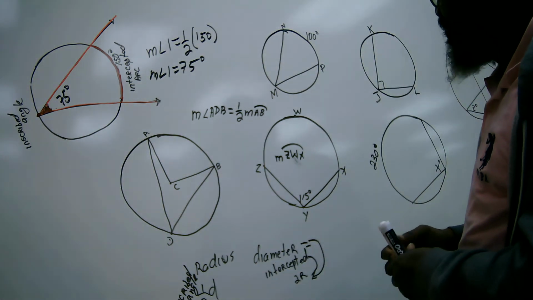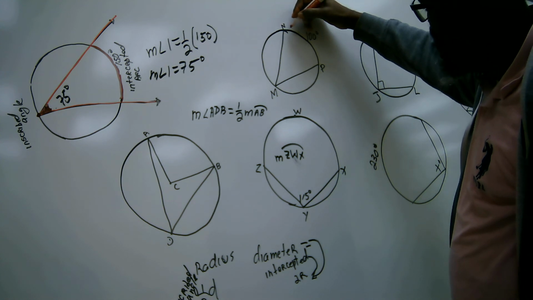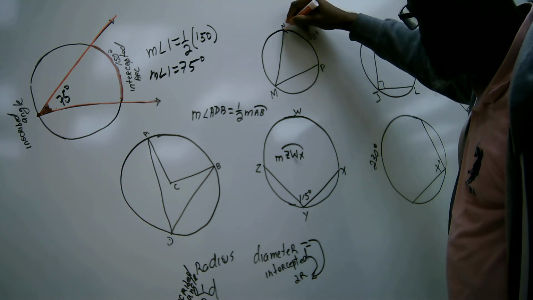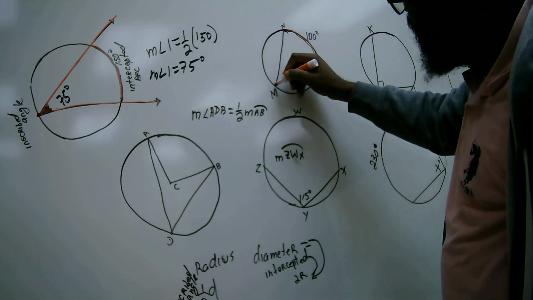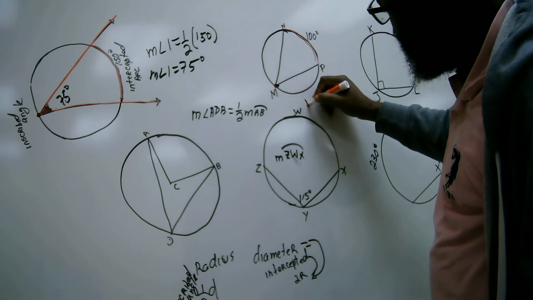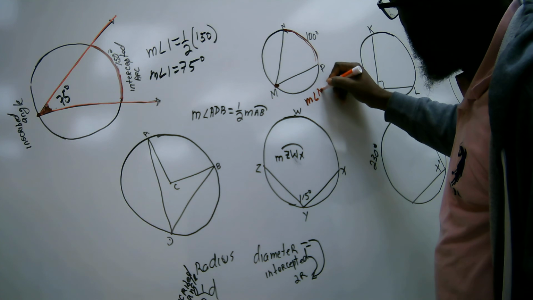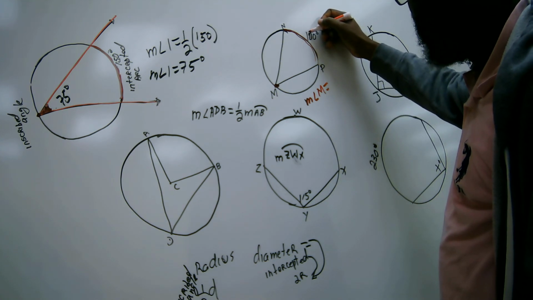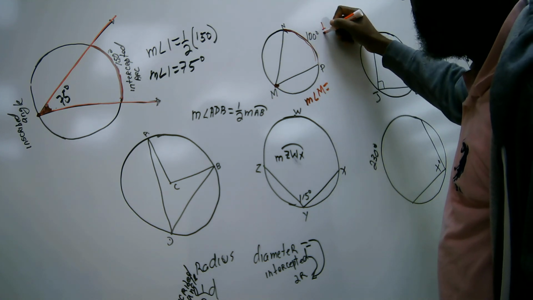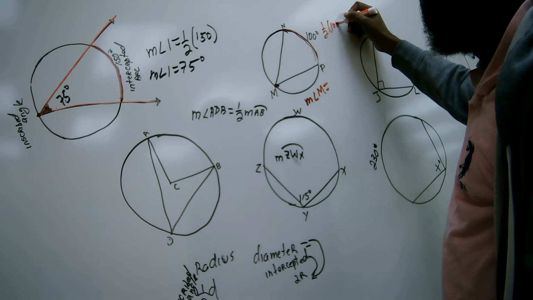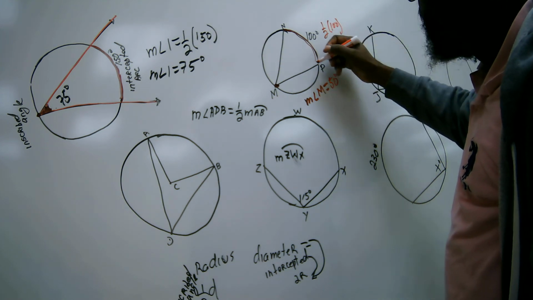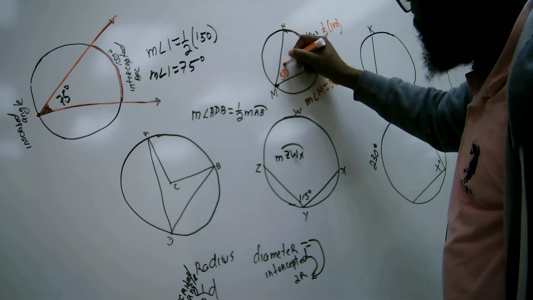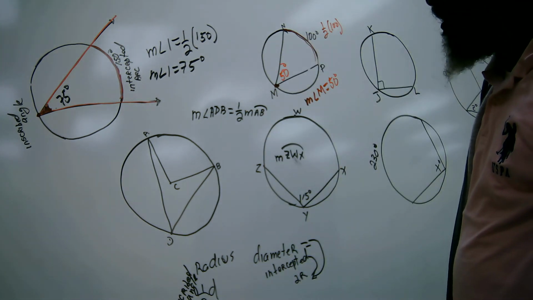So this is the same thing here. I have this example. This is my intercepted arc, and this is my inscribed angle. Therefore, the measure of angle M will always be half of 100, which is 50 degrees. This is the relationship. All right?